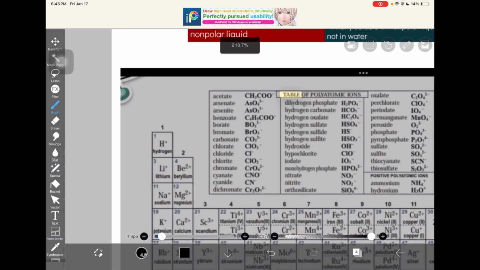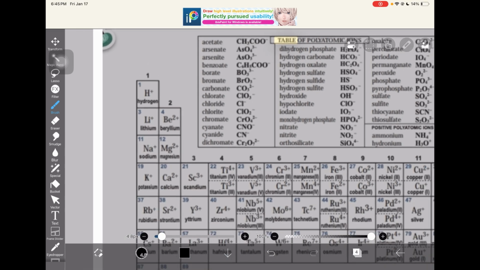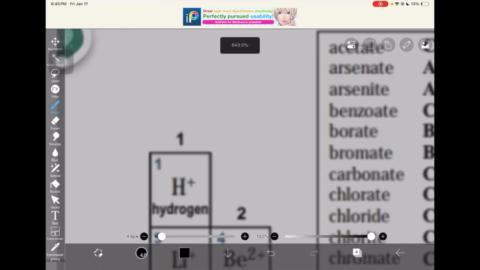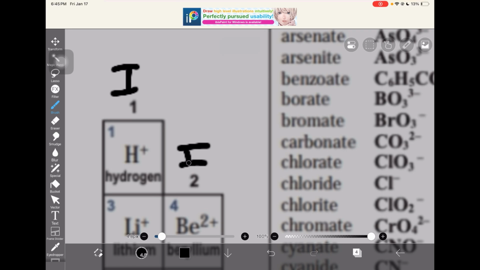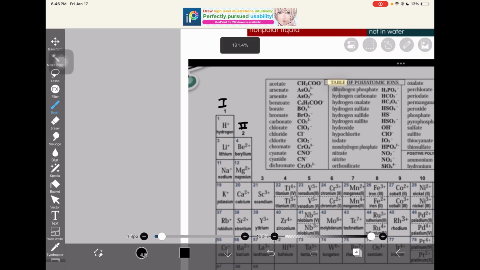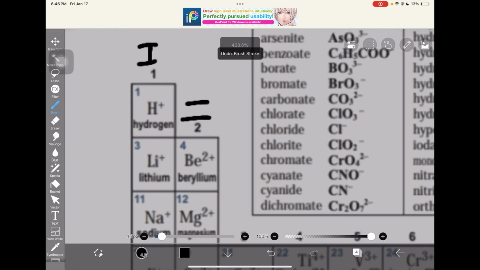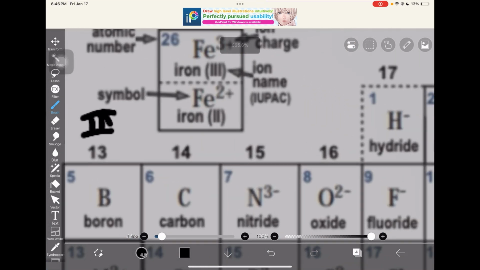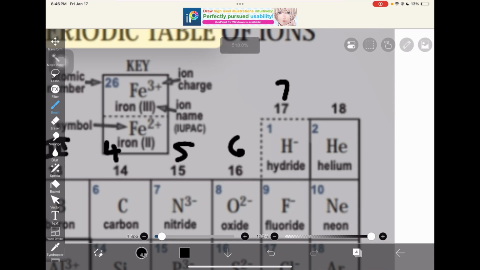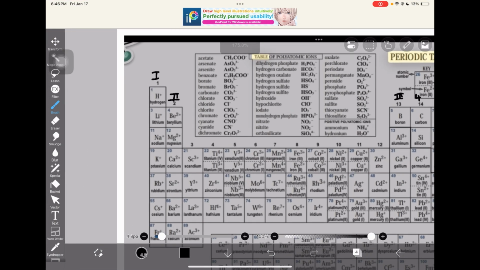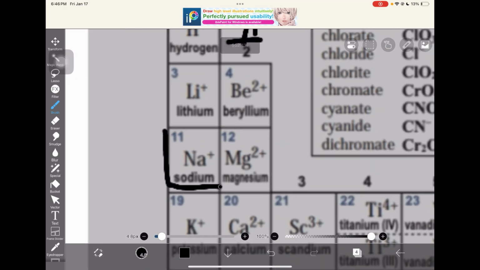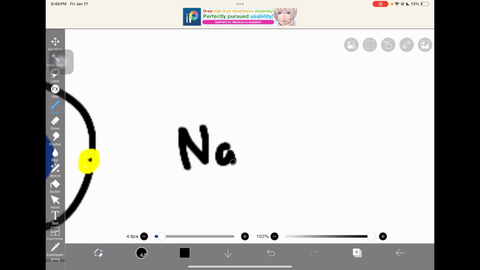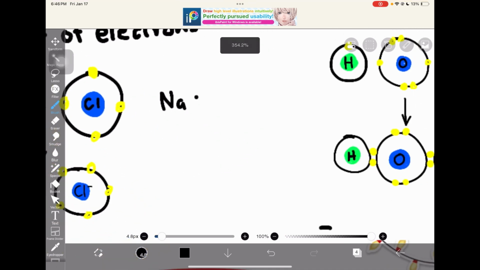From here, the valence electrons are 1, 2, 3, 4, 5, 6, 7, 8. Correct. So we find sodium, that's going to be here. It has 1 valence electron. So using the Lewis dot structure, we just put Na, then 1 dot on any side you want.